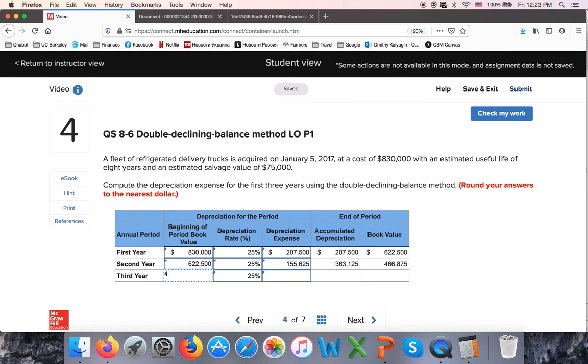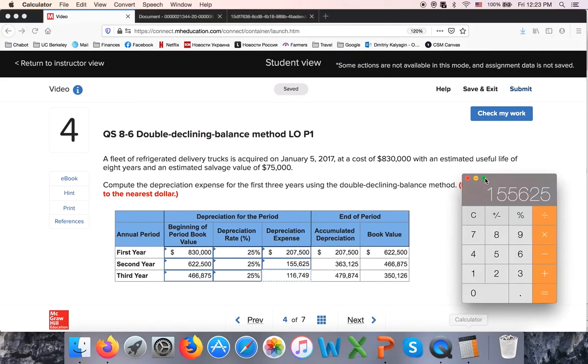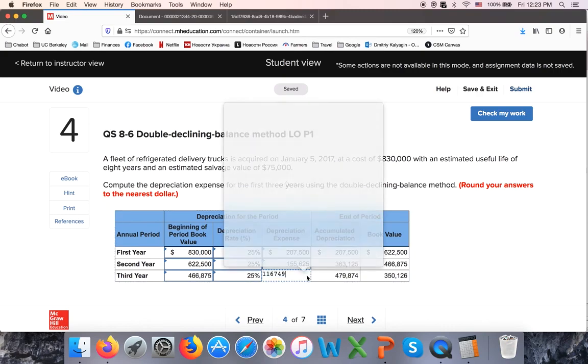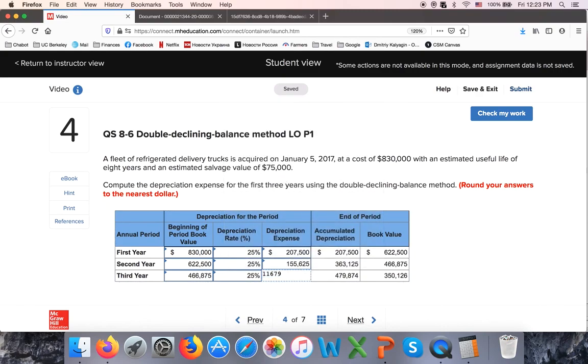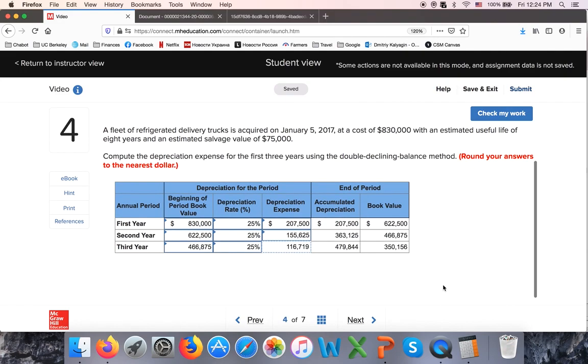466,875 multiplied by 25% gives me 116,719. Let me double check. I made a mistake earlier: it's 116,719 right here, and it gives me the accumulated depreciation and the book value.